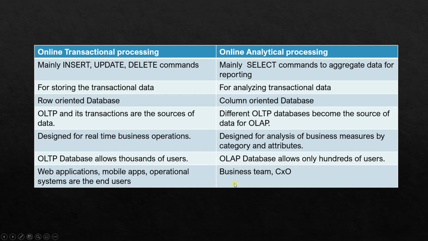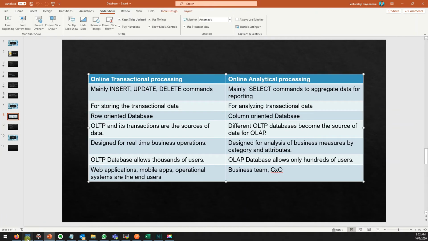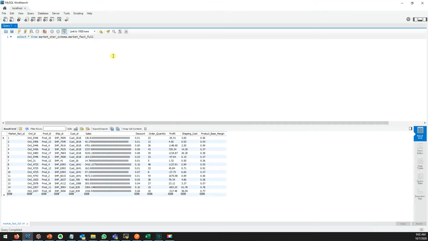Let me jump to the database. Just don't worry about this. We'll try to understand what is MySQL Workbench and what is a table in our upcoming videos. This is just to differentiate between the row-oriented and column-oriented database. If you see this particular table, I have columns like organization ID, product ID, shipment ID, customer ID, sales. We have somewhere around 11 columns.